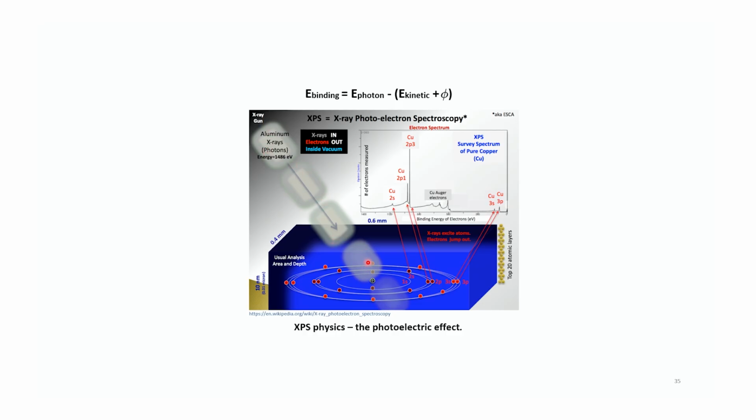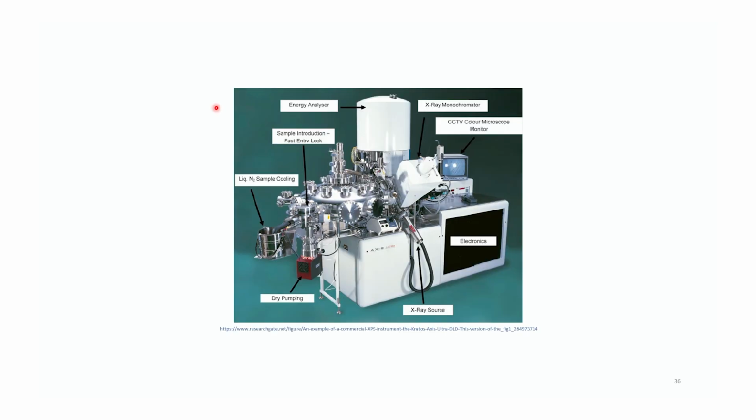The X-ray photons are falling on this and your electrons are ejected from here, and then the binding energy of the electrons is calculated accordingly. So, you come to know about the binding energy of the element that is present in your sample. Then, this is your entire instrument: that is the X-ray monochromator, that is the CCTV color microscope monitor, that is your X-ray source, that is dry pumping, and that is for sample cooling. So, this is the entire setup of your XPS instrument.